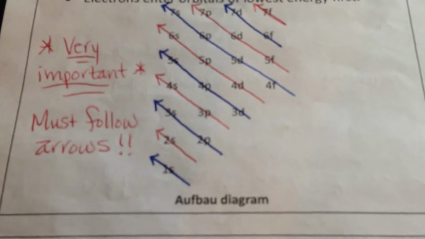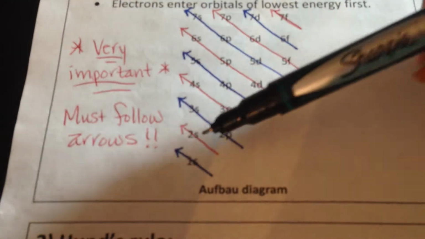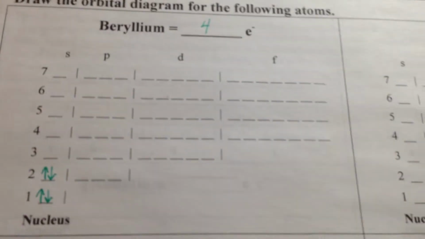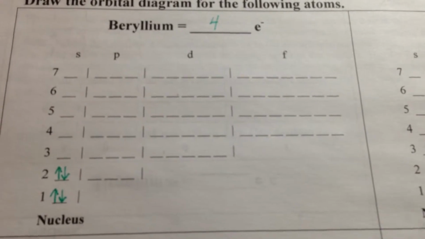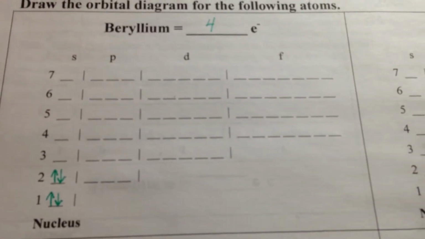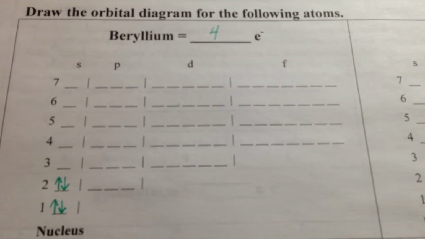According to Aufbau, next we move on to the 2s. So I come back to my orbital diagram and I see that I need to put one going up and one going down for my 4 electrons. This completes the orbital diagram for beryllium. It's a simple one because it has so few electrons.